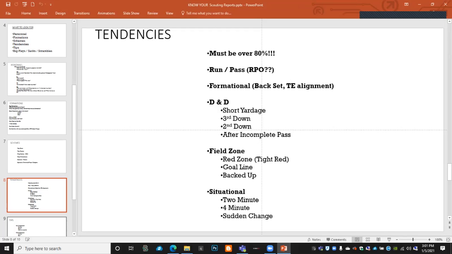I always love to see 2nd and 10 after an incomplete pass. They pass on first down, it goes incomplete. What do they do on 2nd and 10? You get a big tendency out of that.